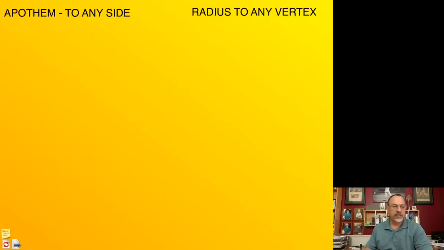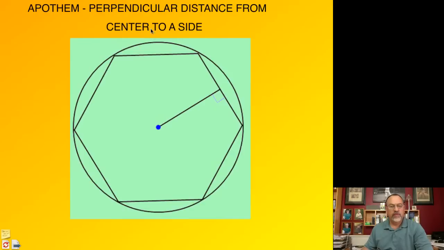Now, let's look at this other word. If you draw a segment that goes from the center of the circle, which is also the center of the polygon, perpendicular to the side, this is what we call an apothem. So this is a new vocabulary word, an apothem. The apothem goes from the center of the circle perpendicular to the side of the regular polygon.